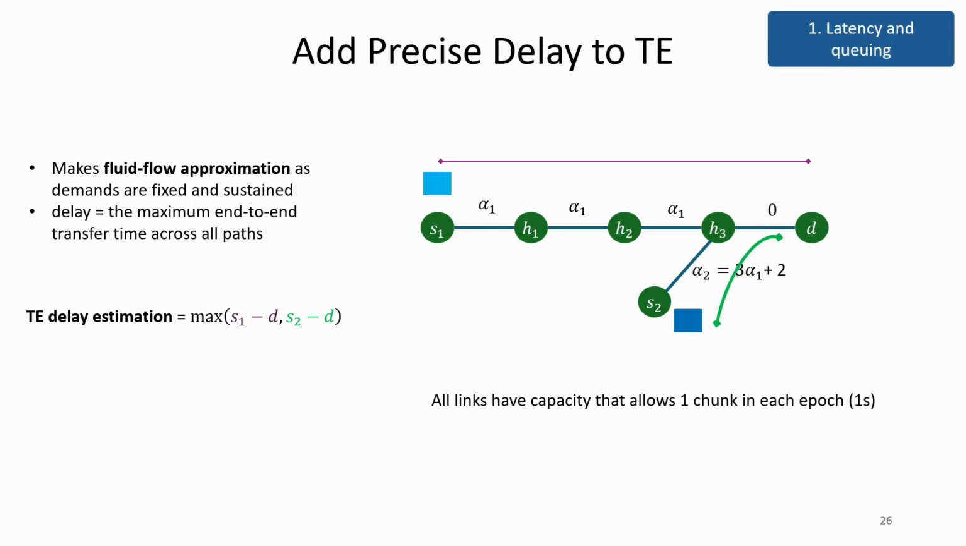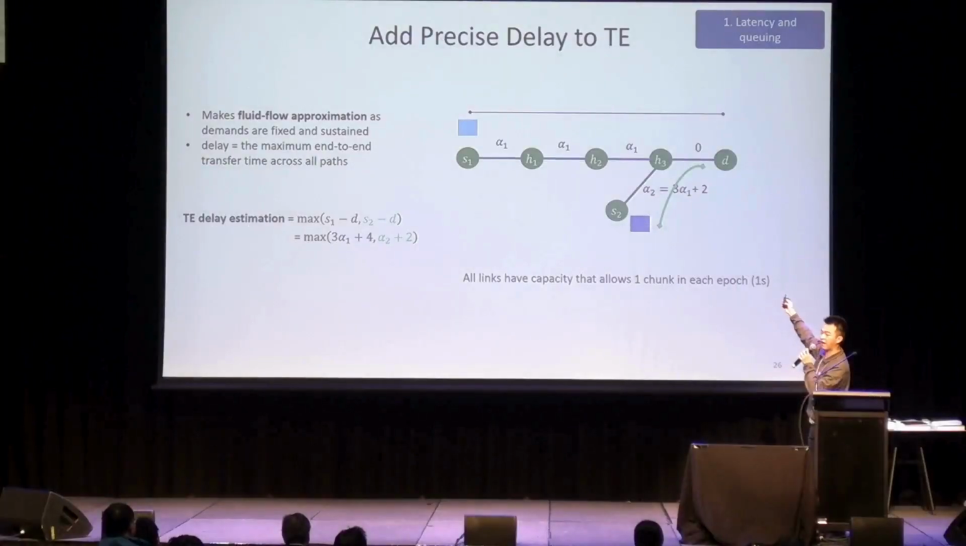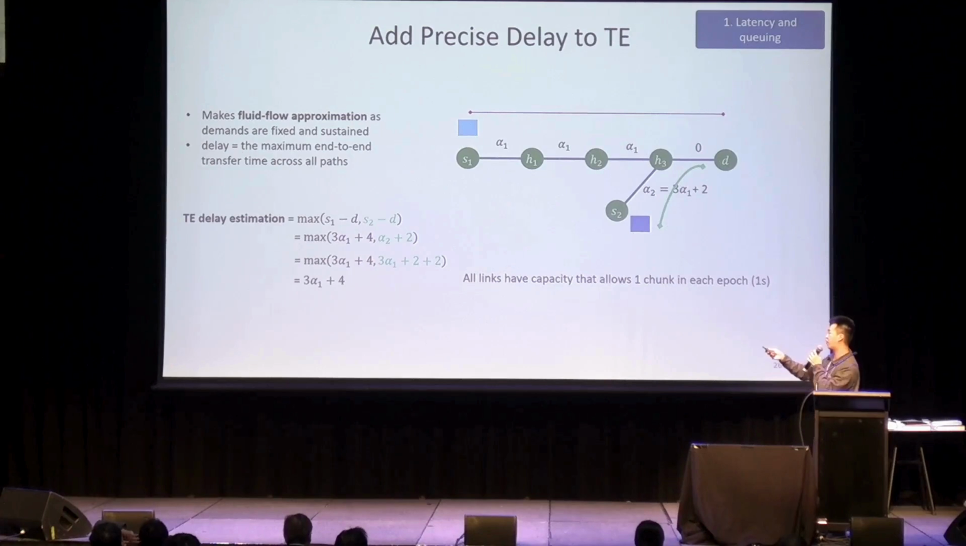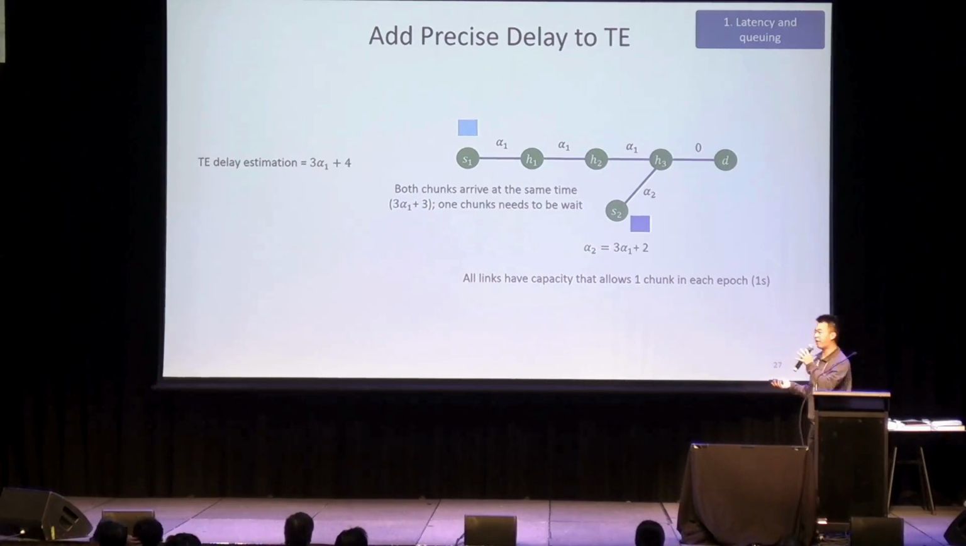source 2 and destination. We can simply add all those alpha up and add the bandwidth time up, and we find they have the same time. So the delay is the same, 3 alpha 1 plus 4 for both paths. And our traffic engineering delay estimation is 3 alpha 1 plus 4. But when we take a closer look, we find this estimation to be inaccurate if we are sending chunks instead of a stream of traffic.